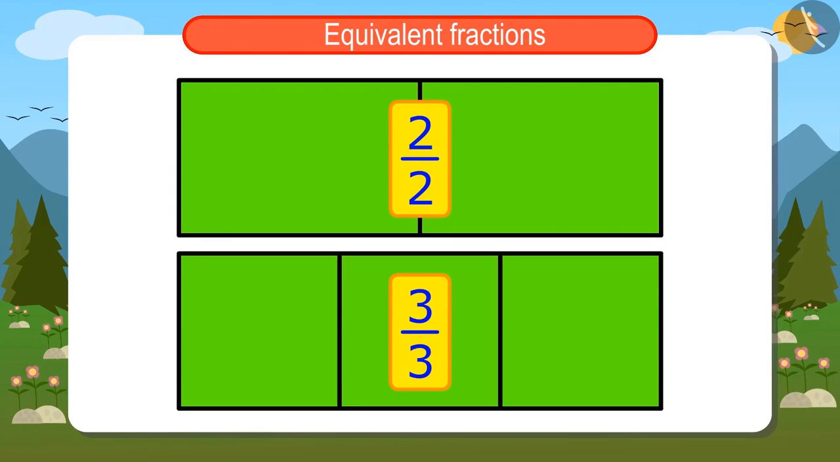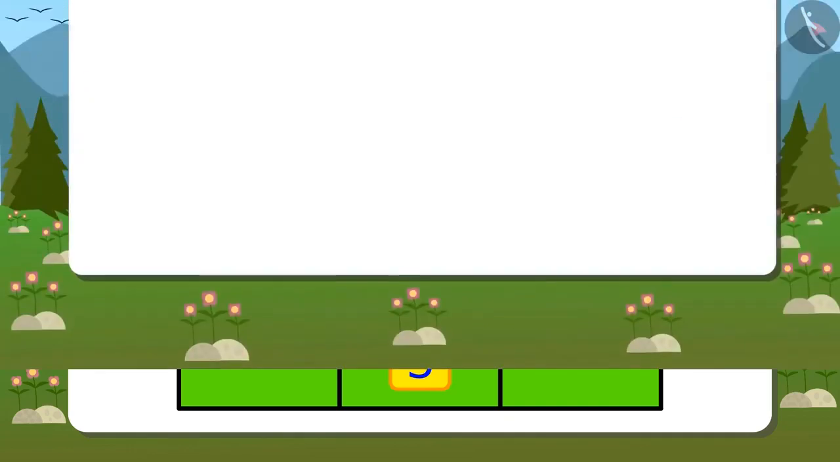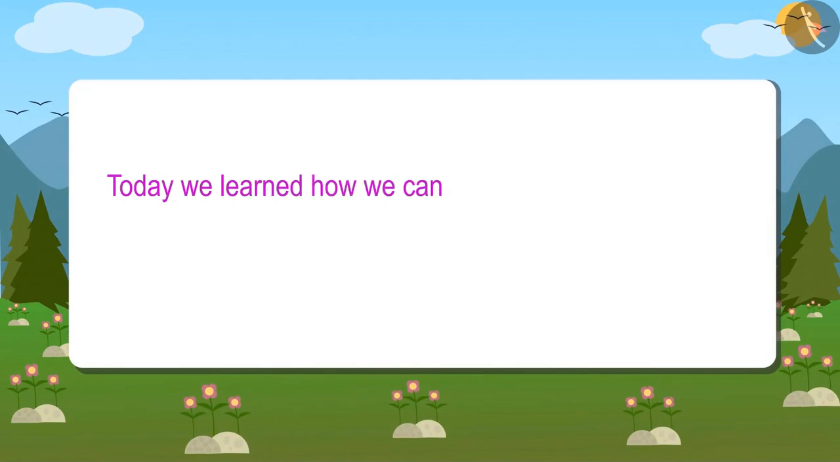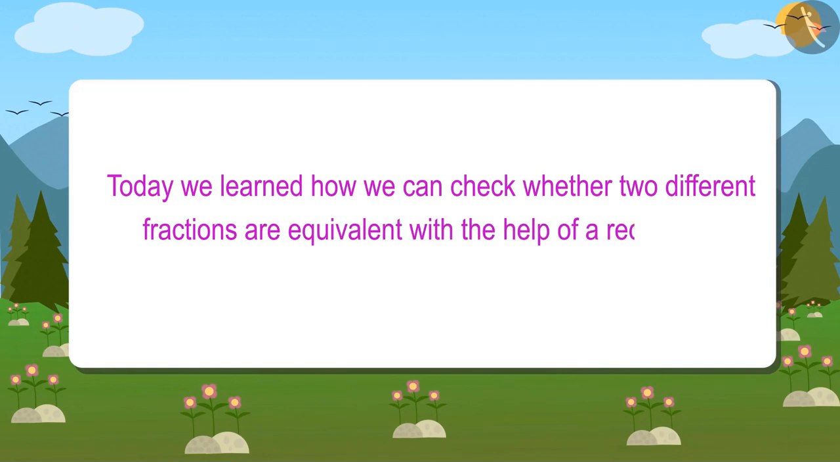Now if we look at these two, we will come to know that 2 upon 2 and 3 upon 3 are equivalent because both are showing same quantities. Now I understand how these two fractions are equivalent. Today we learned how with the help of a rectangle you can check whether the fractions are equivalent or not.